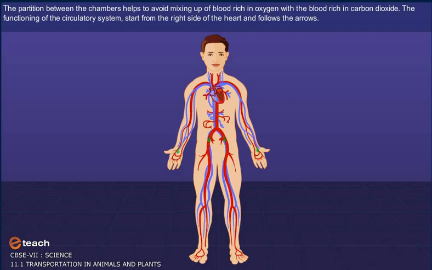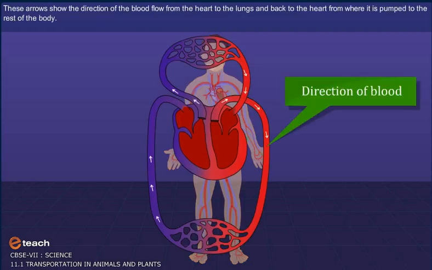carbon dioxide. The functioning of the circulatory system starts from the right side of the heart and follows the arrows. These arrows show the direction of the blood flow from the heart to the lungs and back to the heart from where it is pumped to the rest of the body.